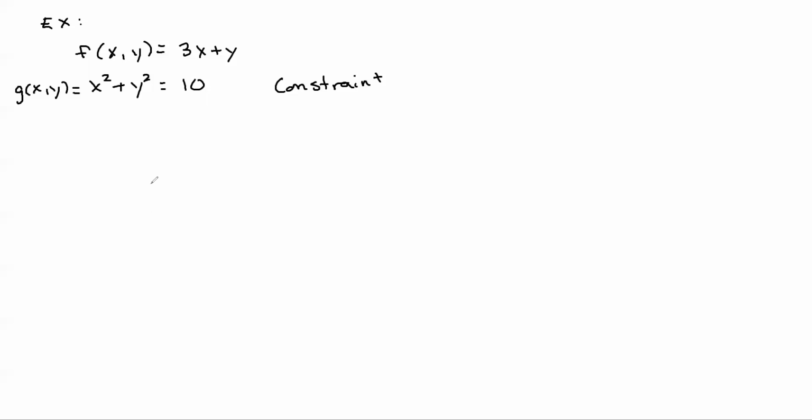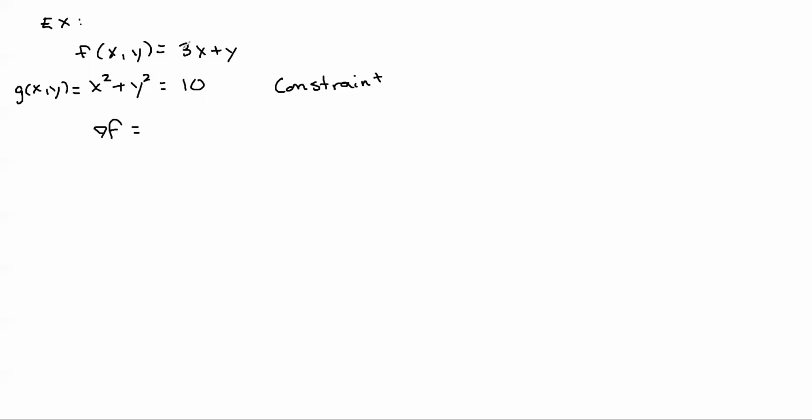All right, so suppose we have f of x y equals 3x plus y, and we have x squared plus y squared equals 10 as the constraint. All right, so the first thing you want to do is take the constraint and set it equal to g of x y. Step 2, you want to calculate the gradients.